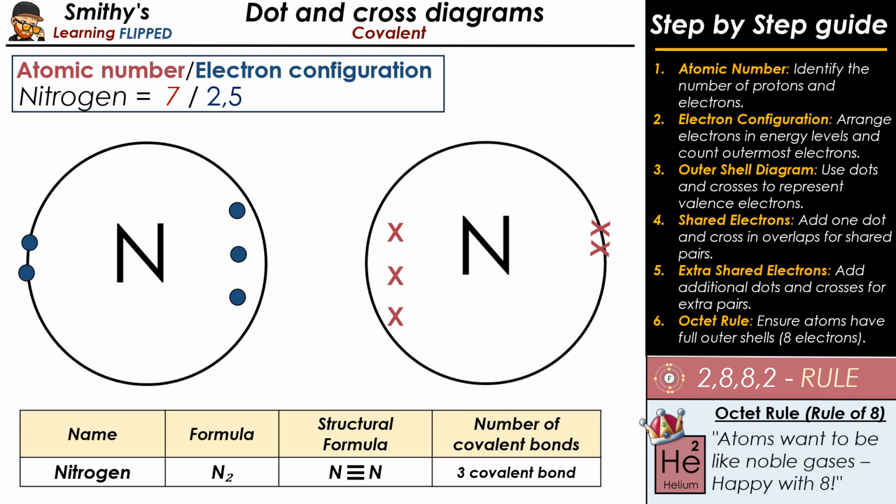In this example, we are looking at nitrogen. As you can see, nitrogen has an atomic number of 7, so it's in group 5 of the periodic table. It has 2 inner electrons and 5 outer electrons in its electron configuration. The name obviously is nitrogen. The formula is N2. The little subscript 2 tells us there are 2 atoms that are going to be sharing here. The structural formula has 3 lines representing bonds, which means there's going to be 3 covalent bonds, which we can see written here as well.